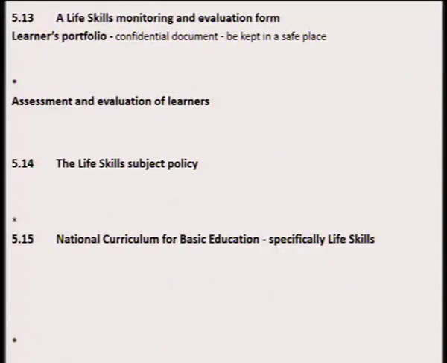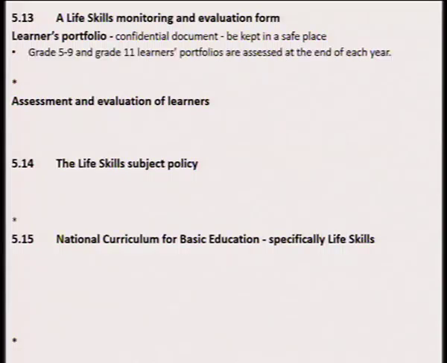Next, we have a look at the life skills monitoring and evaluation form. We know that every learner has a portfolio, which is a confidential document which should be kept in a safe place. In grades 5 to 9, as well as in grade 11, the learners' portfolios are assessed at the end of each year, while in grades 10 and 12, the learners are assessed at the end of the second term because they are writing the external examinations.